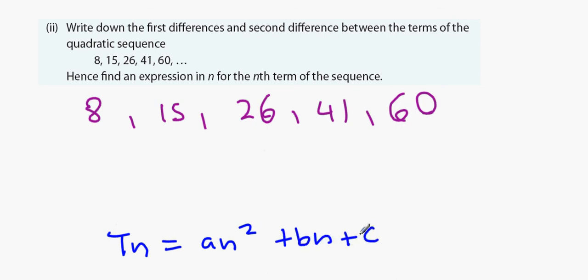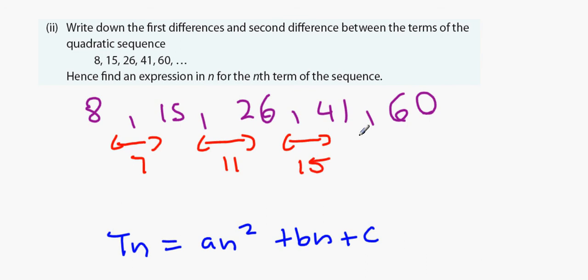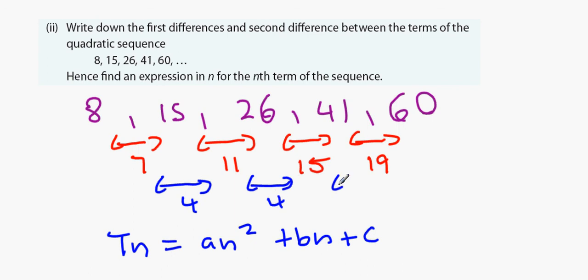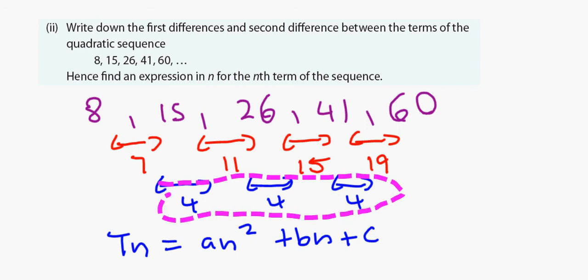And the first thing we want to write down is what a is, okay? To find out what a is, we need to find the second difference, and then we halve the second difference. So the first difference is 7, 11, 15, and 19. Now we're going to do the second difference in blue: 4, 4, and 4. So we need to half 4 to find the a value, okay? When you half 4, the answer is 2.